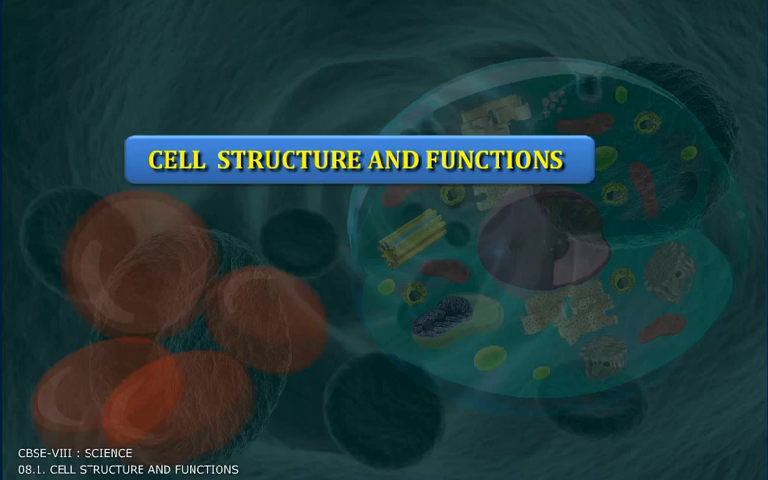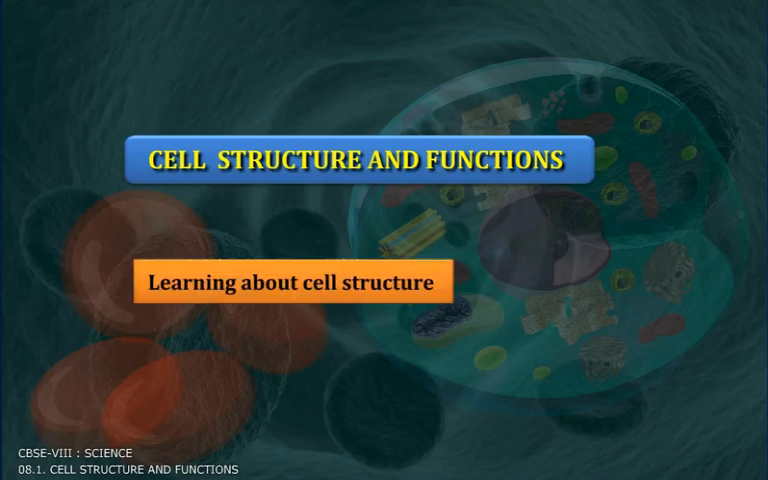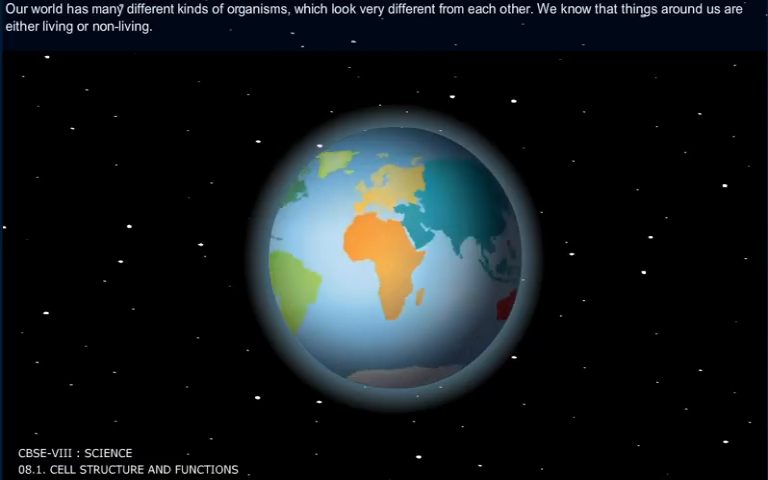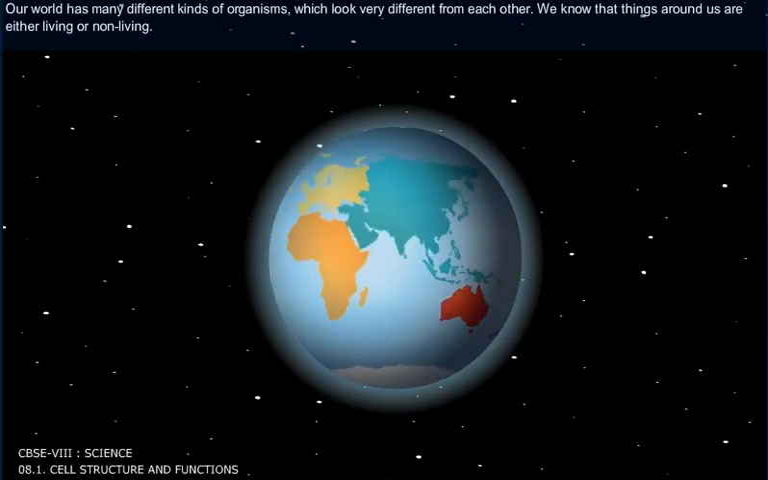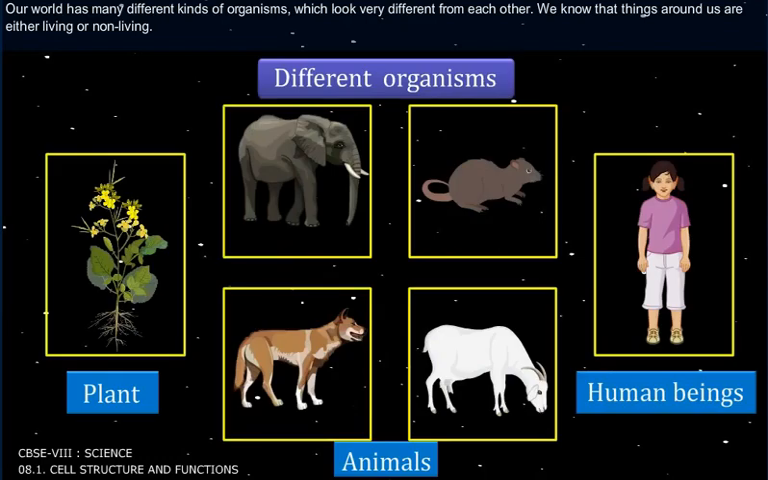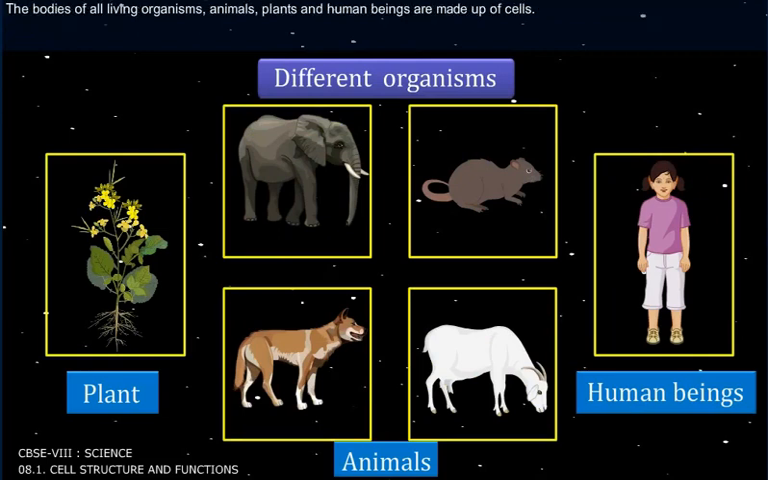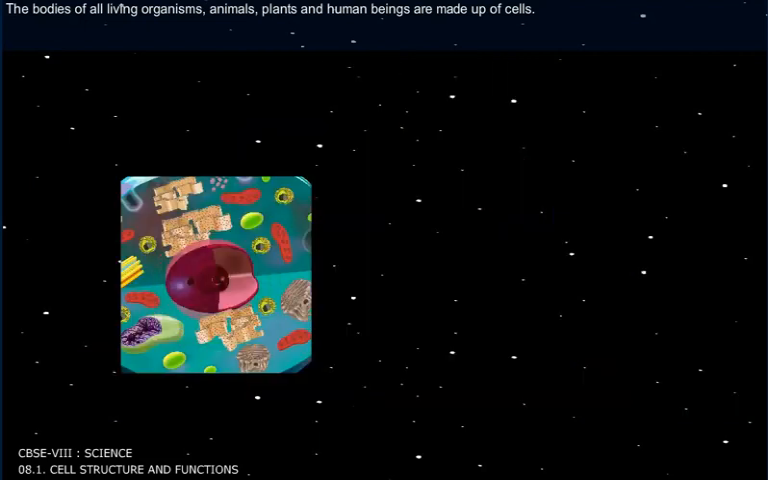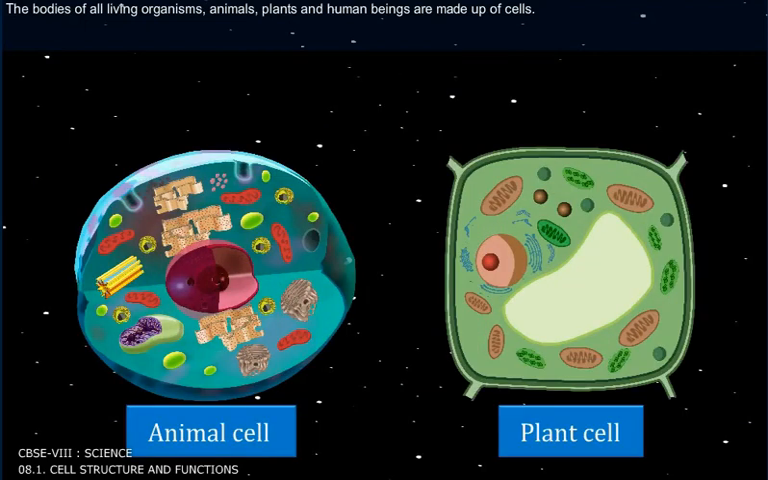Cell structure and functions. Learning about cell structure, our world has many different kinds of organisms which look very different from each other. We know that things around us are either living or non-living. The bodies of all living organisms, animals, plants, and human beings are made up of cells.